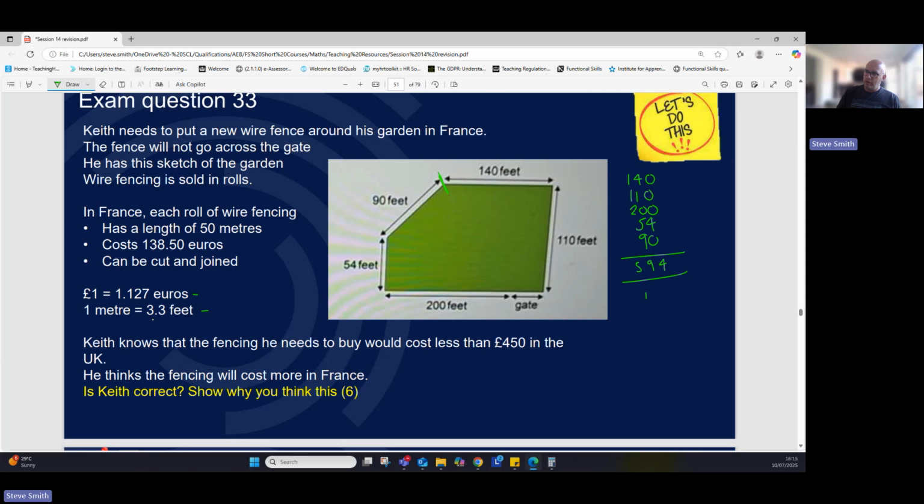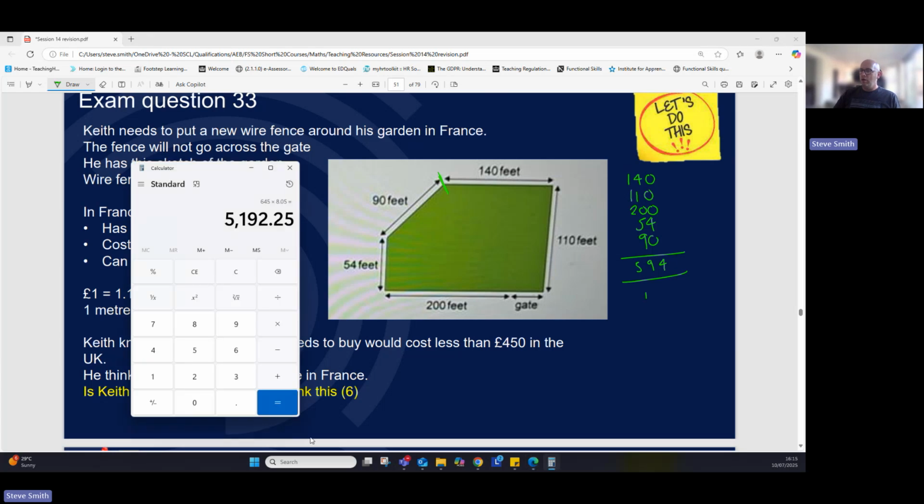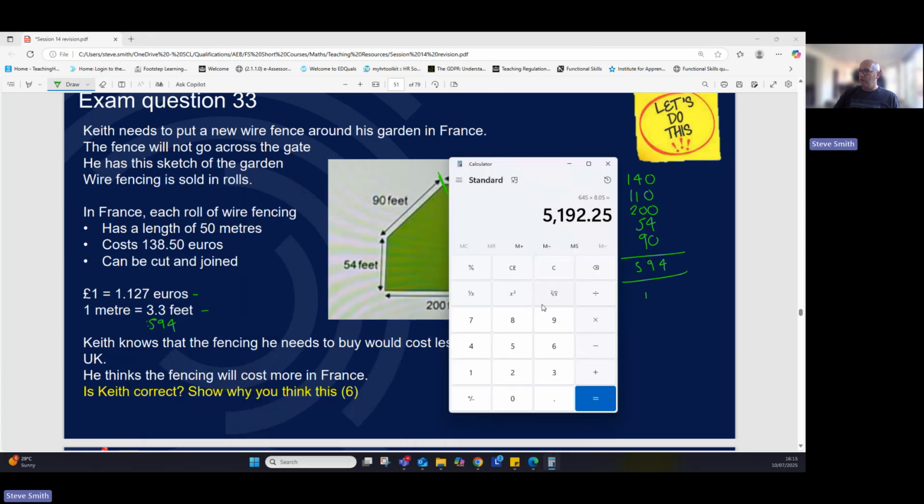Right, we've got 594. We can see that the meters number has to be smaller. If we were to times it by 3.3, that gets bigger. So we're not going to times 3.3 by 594. We're going to divide 594 by 3.3 because we're going to get how many times the feet number per meter goes into our total distance around our garden.